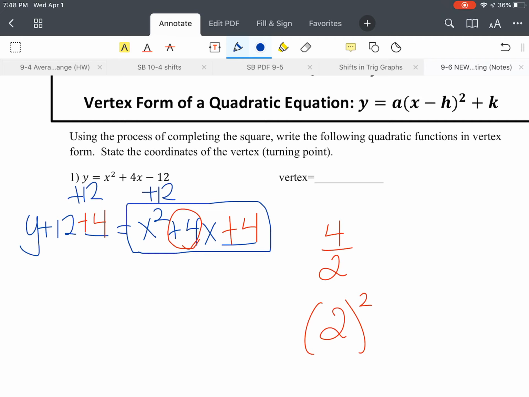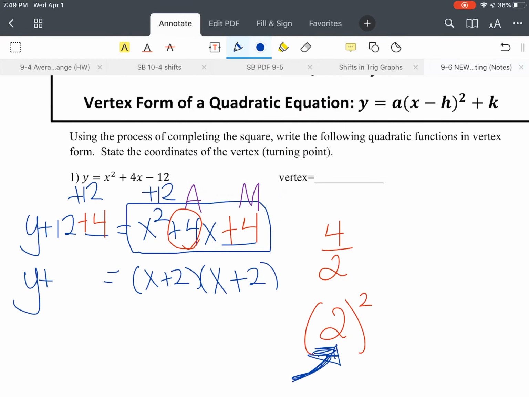So x squared plus 4x plus 4, we can factor. It's going to be the same number twice. It's going to be x, and then if you remember, I said it was this number that I just drew an arrow to. It's going to be x plus 2 times x plus 2. Remember, we're looking for two numbers that add to 4 and multiply to 4. The only two numbers that add to 4 and multiply to 4 are 2 and 2. We'll just add on this side. So 12 plus 4 is 16.